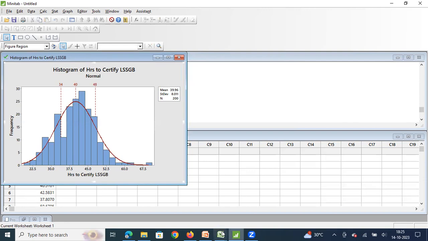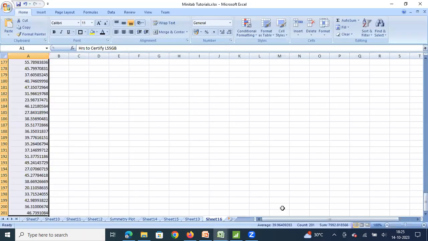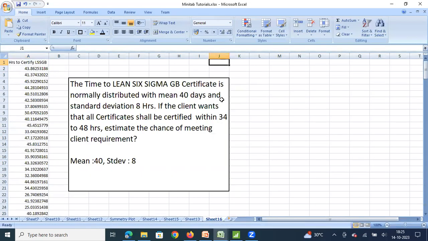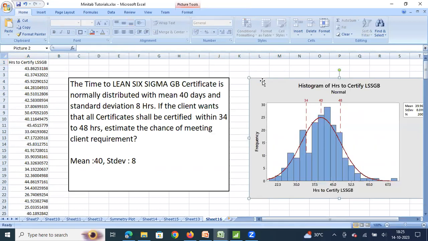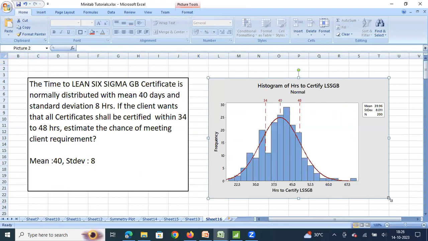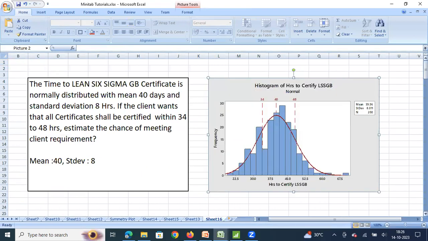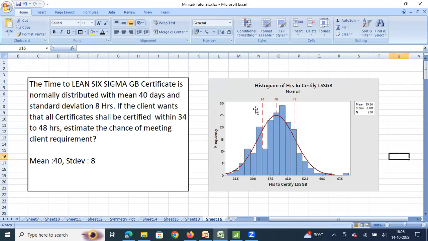So let me take this graph to the Excel file that we were in, and let me paste that graph here. Now, what is the question in front of us? The question in front of us is, what are the chances of my team getting certified within 34 to 48 days? So mean is here, average is 40, standard deviation is 8.